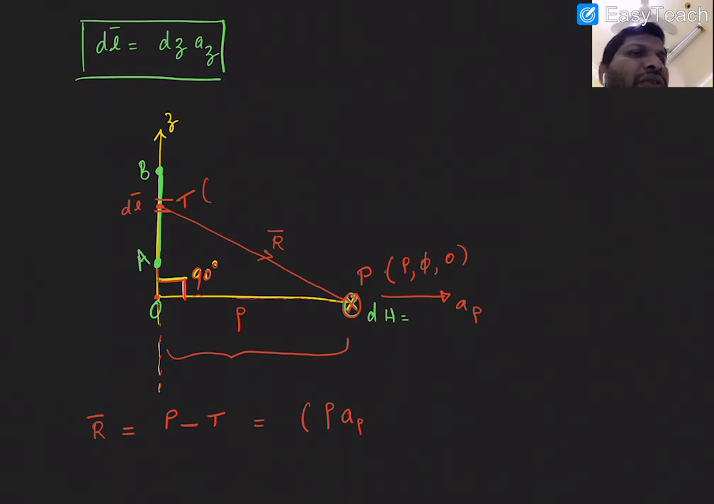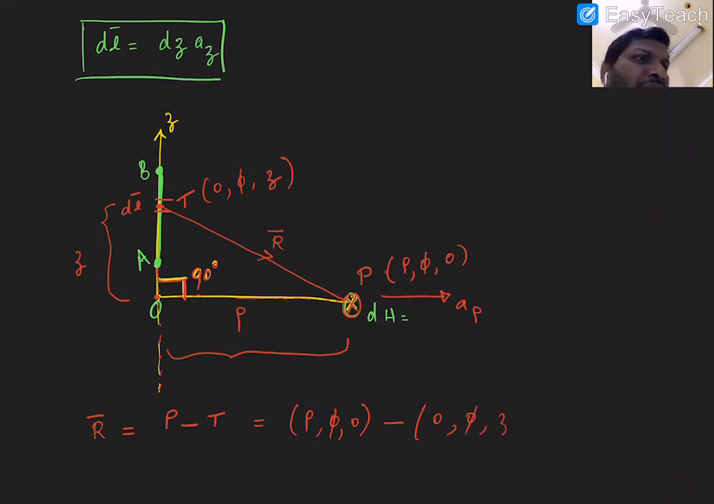T is the point where rho equals 0, because you see it is along the Z axis. Then can we have the same phi and Z? So what is your Z? Z is this height actually, so this is your Z. So P minus T is nothing but rho, phi, 0 minus 0, phi, Z.